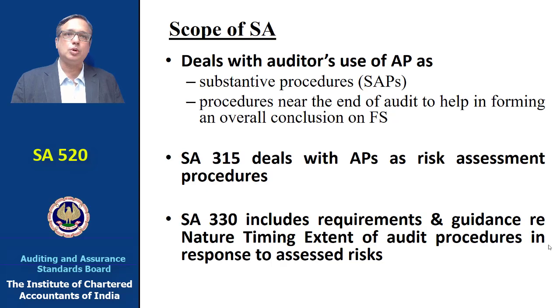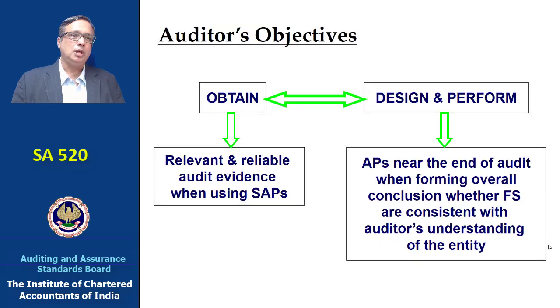Now, how do you actually go about applying analytical procedures? As I said, they are twofold. One is substantive audit procedures, which this slide deck calls SAP, and the other one is when it is nearing the conclusion of the audit. So the objective is to obtain relevant and reliable audit evidence when using substantive analytical procedures, and based on that you design and perform analytical procedures near the end of audit when forming overall conclusions whether the financial statements are consistent with the auditor's understanding of the entity.